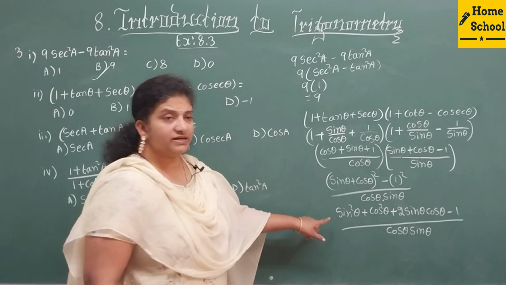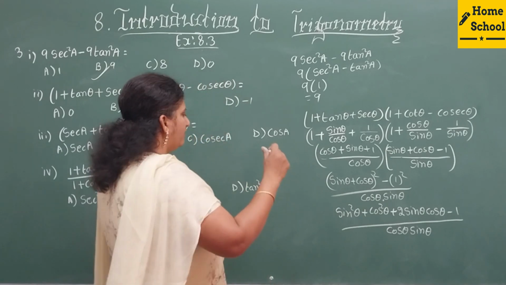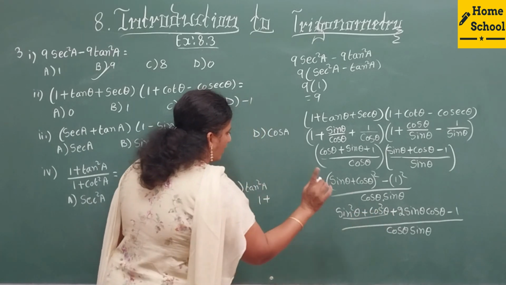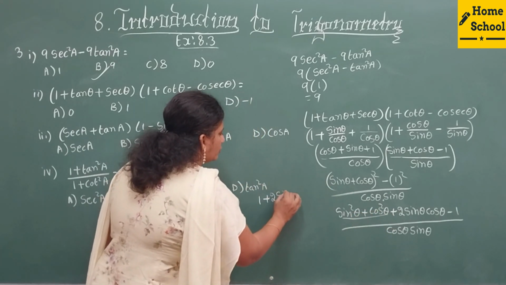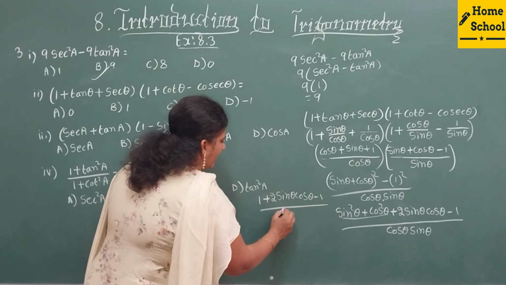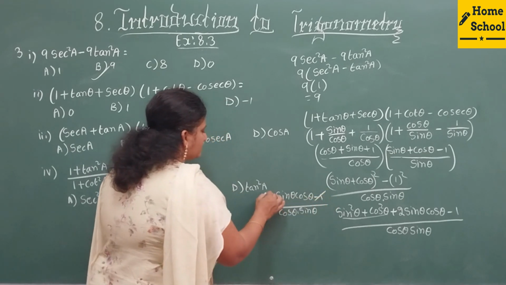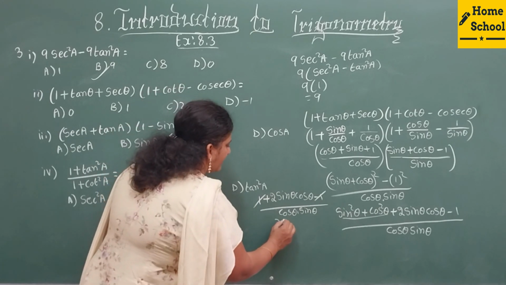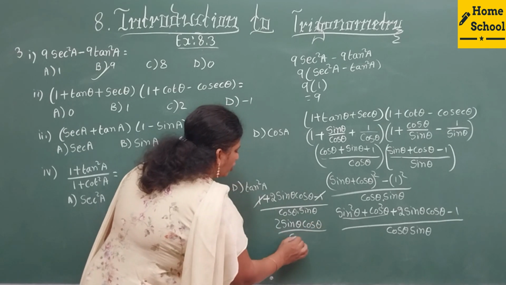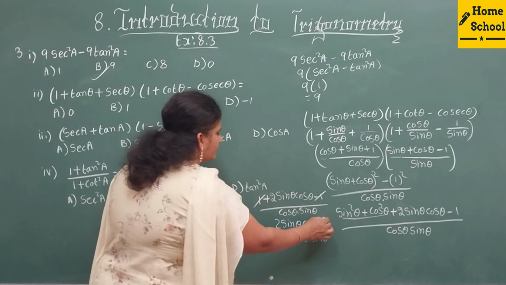Right? From the first identity, what do we know? Sin square theta plus cos square theta is 1. Write that one. 1 plus, this full set is 1. So 1 plus 2 sin theta cos theta minus 1 by cos theta into sin theta. Minus 1 plus 1 will be cancelled. Next 2 sin theta cos theta by cos theta into sin theta. Sin theta into cos theta and cos theta into sin theta are the same.